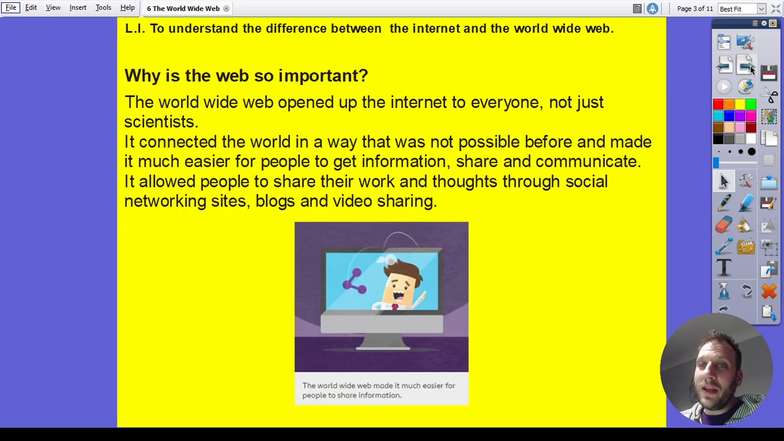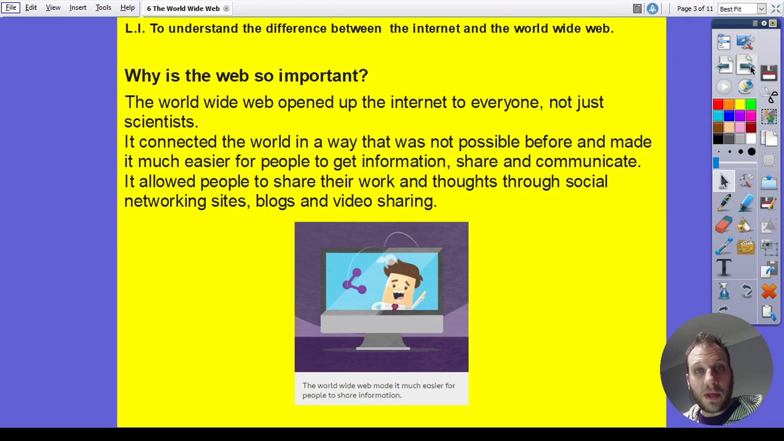So, why is the web so important? Well, the World Wide Web opened up the internet to everyone, not just scientists. Before then, the internet had literally been used by universities to connect their computers together. But now, it was possible for everybody who owned a computer and who had access to the internet to use the World Wide Web to look at web pages from other computers.